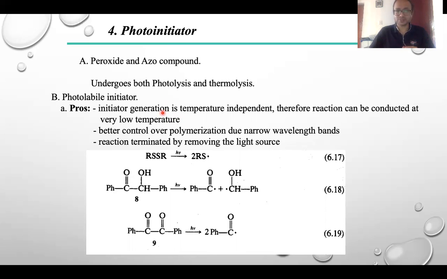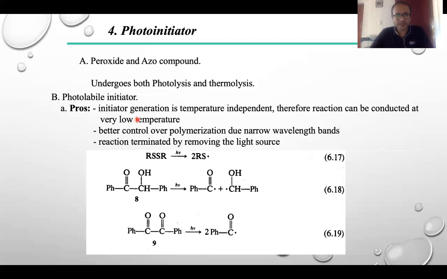Then you have better control over the polymerization process, because the radicals through the photolytic pathway will only form when you make available photons of a particular wavelength. So you cannot just have a light incident on it and the reaction will happen. It's not like that. You require a correct wavelength. So that means you can control exactly what radical is formed in a reaction process, and thereby you can control the whole polymerization process, and you can easily terminate this reaction also. You don't require anything. You just have to stop the light source and the reaction is terminated.